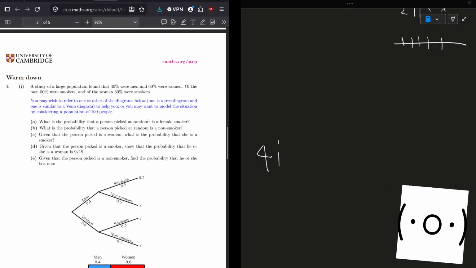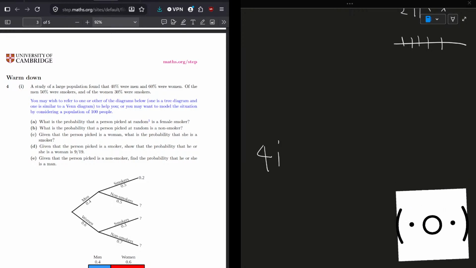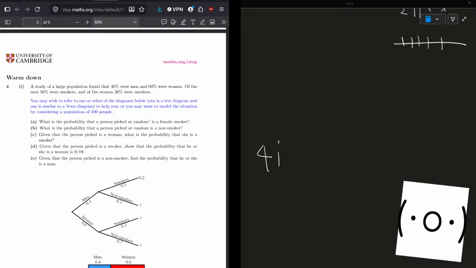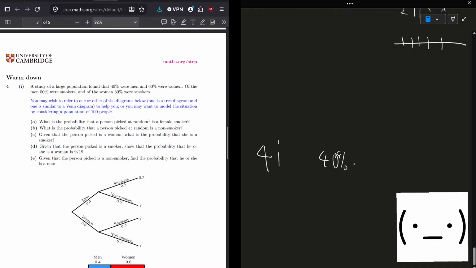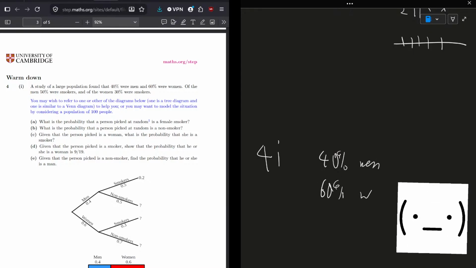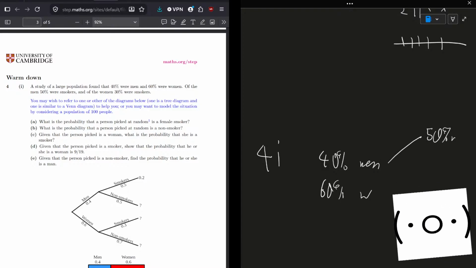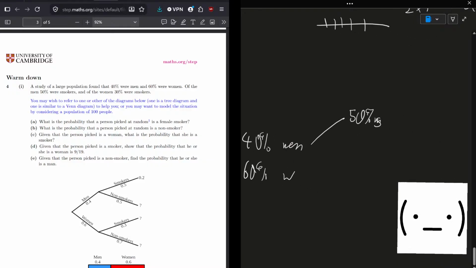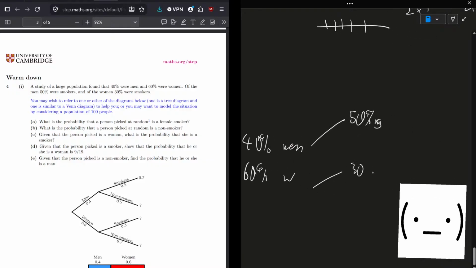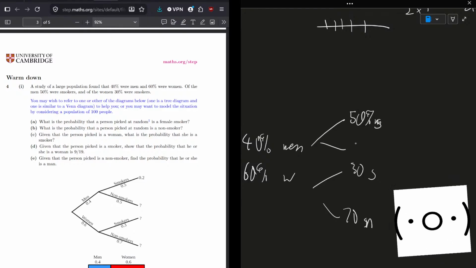A study of a large population found that 40% of men were smokers and 60% were women. Of the men, 50% were smokers and 30% were women. Wait, what? Okay, say again. 40% men, 60% women, 50% men, the smokers, 30% smokers, which means also that 70% non-smoker and 50% non-smoker.